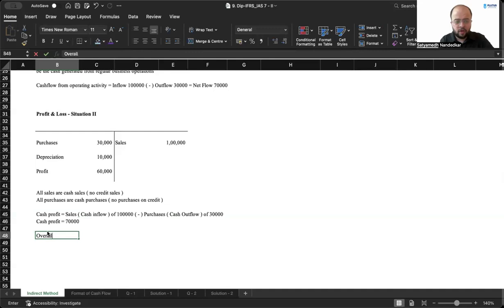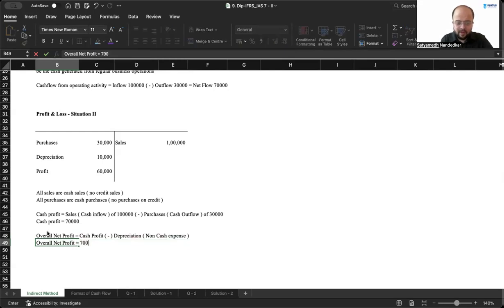But what is my overall net profit? Overall net profit is cash profit minus non-cash expense, which is depreciation, right? From my cash profit of 70,000, I subtracted depreciation, which is a non-cash expense, and I got my overall net profit. Overall net profit is 70,000 minus 10,000, that is 60,000.